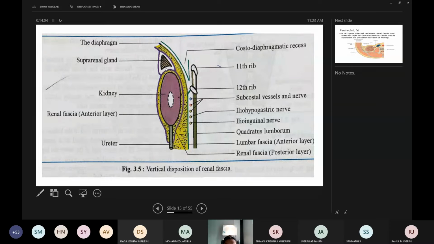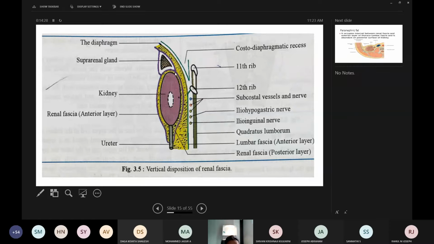This is the sagittal section. We can see the vertical disposition of the renal fascia. And this is the kidney, ureter. This is the suprarenal gland, which is present above the upper pole. This is the posterior abdominal wall. This is the sagittal section.